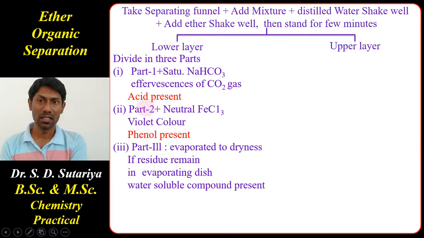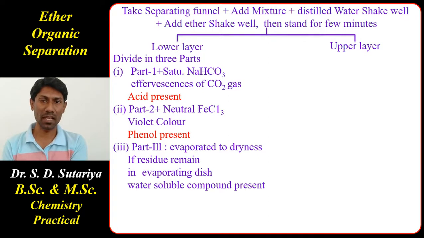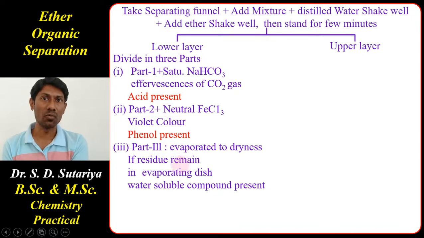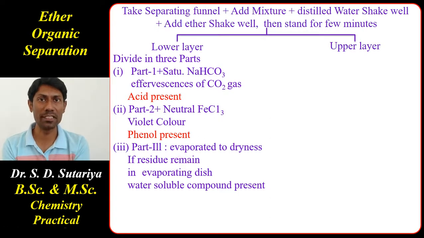Second, part 2: addition of neutral FeCl3, violet coloration appears, and residue also remains in the evaporating dish. If both are present, then confirm that a solid water soluble phenol is present. If acid and phenol are both absent, then consider the remaining residue a water soluble neutral solid compound. Is that clear? Because the solid compound is important for part number 3, evaporation.